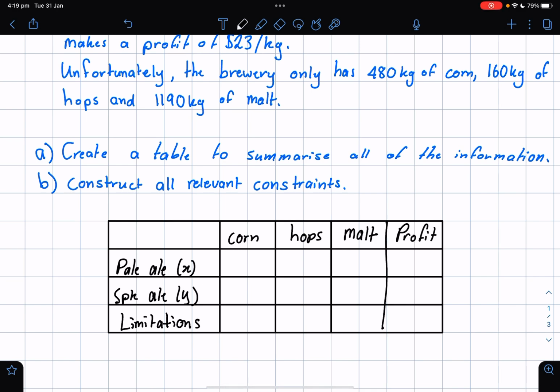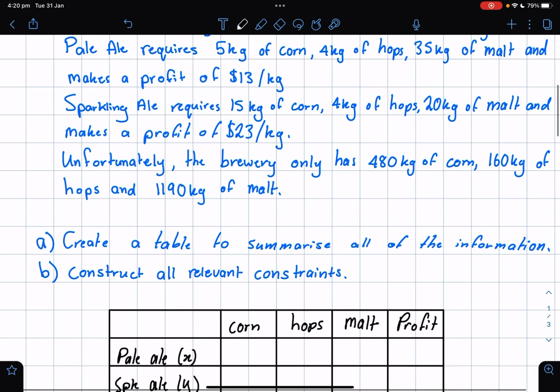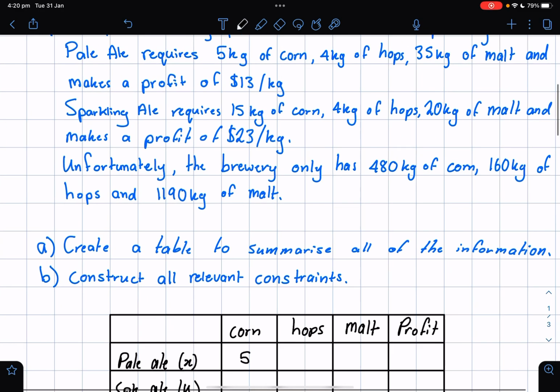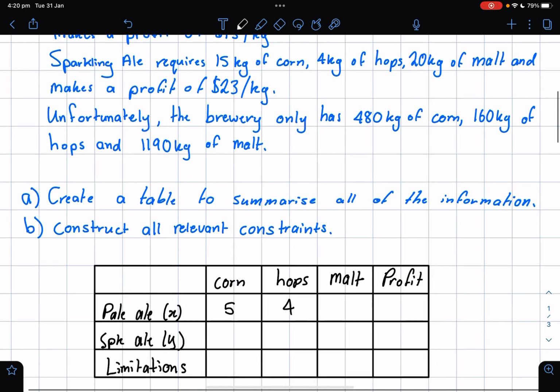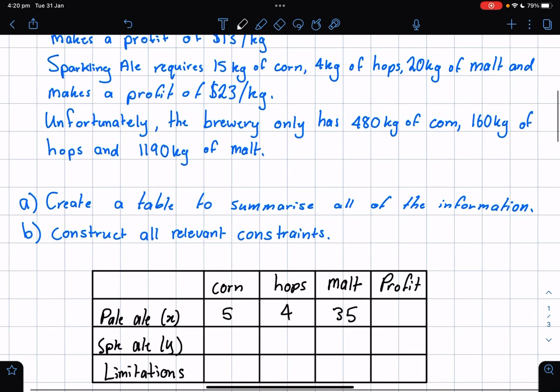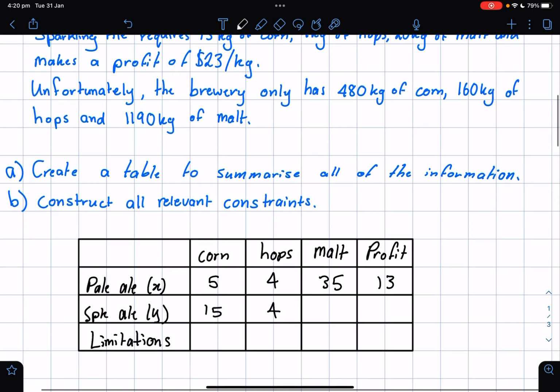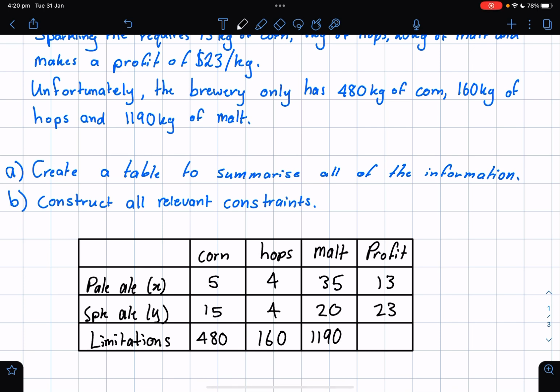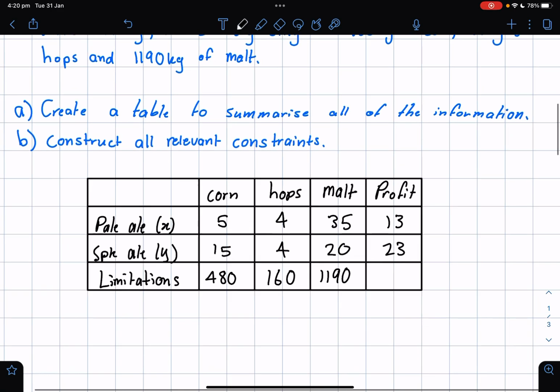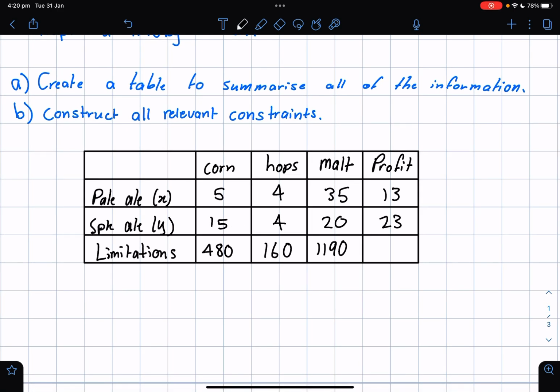the relevant columns. So for pale ale, we needed 5 kilograms of corn, we needed 4 kilograms of hops, and we needed 35 kilograms of malt, and that made a profit of $13 per kilo. Sparkling ale, 15 corn, 4 hops, and 20 malt, and that made $23 profit. Now the brewery only has 480 kilograms of corn, 160 kilograms of hops, and 1,190 kilograms of malt. So out of this, we need to pull out our constraints.